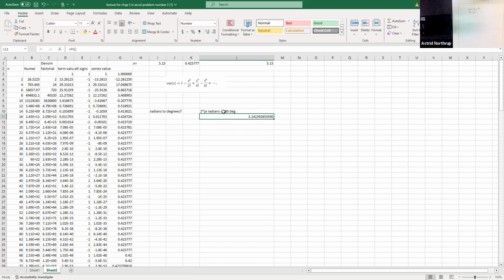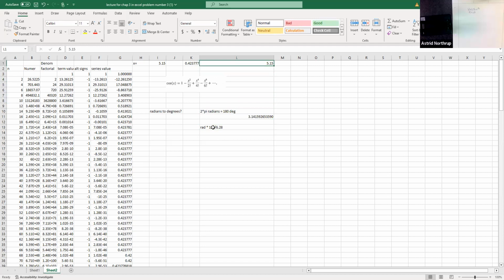answer for pi. But what that means is that if there are 2 times pi radians in 180 degrees, that means that if we have radians and we multiply that by 180 and then divide that number by 2 times pi, or approximately 3.14 times 2, or 6.28, that would be the conversion factor.